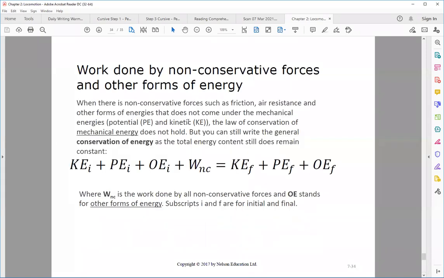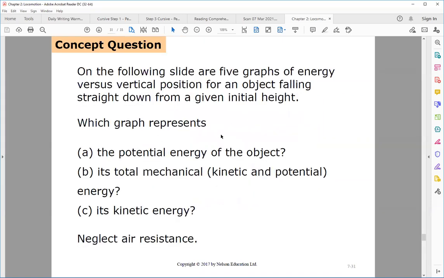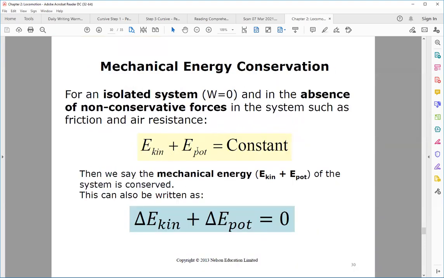Okay, so starting with this one, we're saying work done by non-conservative forces and other forms of energy. Now when there are non-conservative forces such as friction, air resistance, and other forms of energy that do not come under the mechanical energies, the law of conservation of mechanical energy does not hold. The conservation we saw previously, where kinetic energy plus potential is constant, does not work anymore.